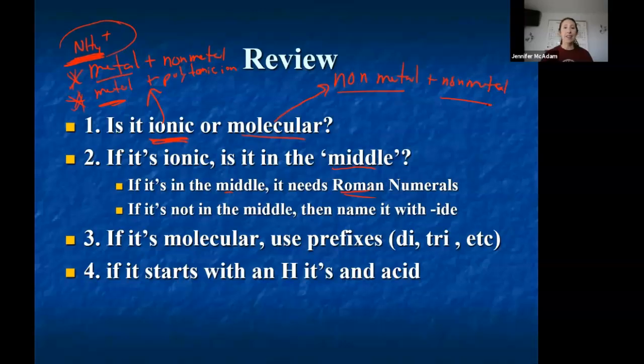So if it's ionic, the next question you ask yourself is it in the middle? And we just showed about what we mean by the middle. If it's in the middle and it's not part of the little triangle, then it needs Roman numerals. If it's not in the middle, easy peasy, you just change the last one to "ide" and you're done with it. Now, if your answer was this is molecular, then you use the prefixes like di, tri, and etc. And we haven't talked about this one yet, but if it starts with H, then it's an acid, and we have a whole new world of naming to come with our acids.